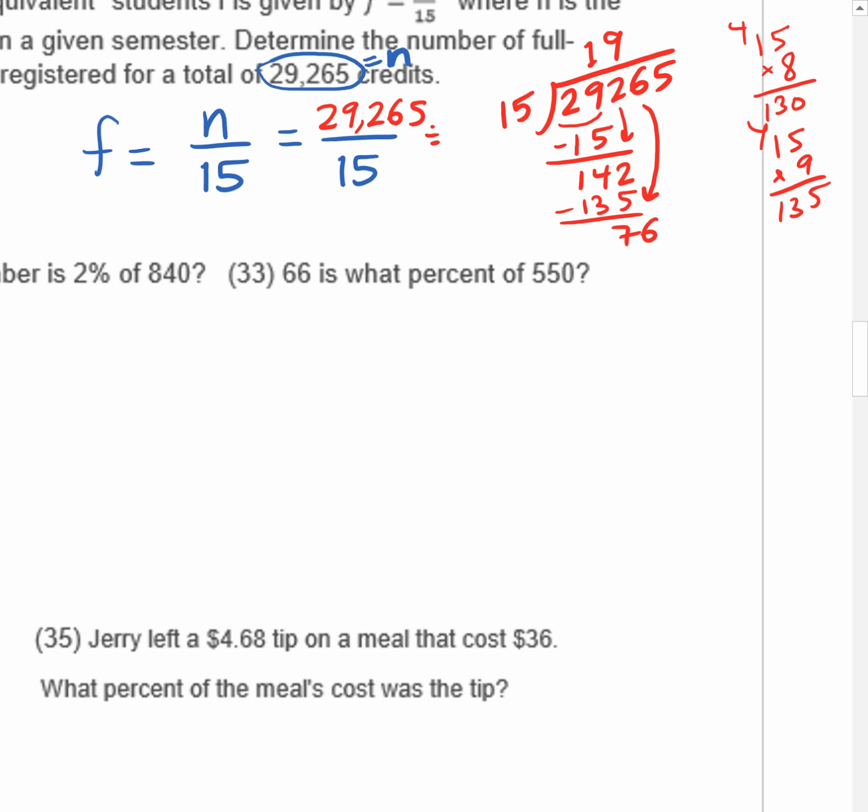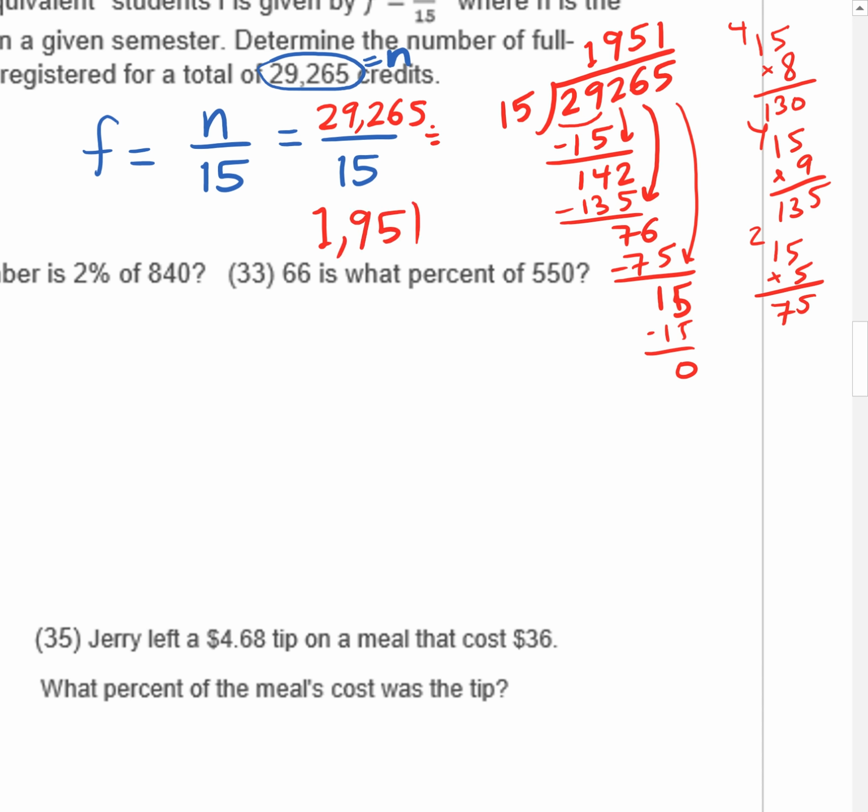If I bring down the 6, I know 15 times 4 is 60. 15 times 5, I think, is 75. Yeah, okay, good. There we go. 15 times 5 is 75. Now, last thing I bring down is a 5. 15 into 15, of course, is 1. Aha, so that must be it. 1,951. So there are 1,951 full-time students.